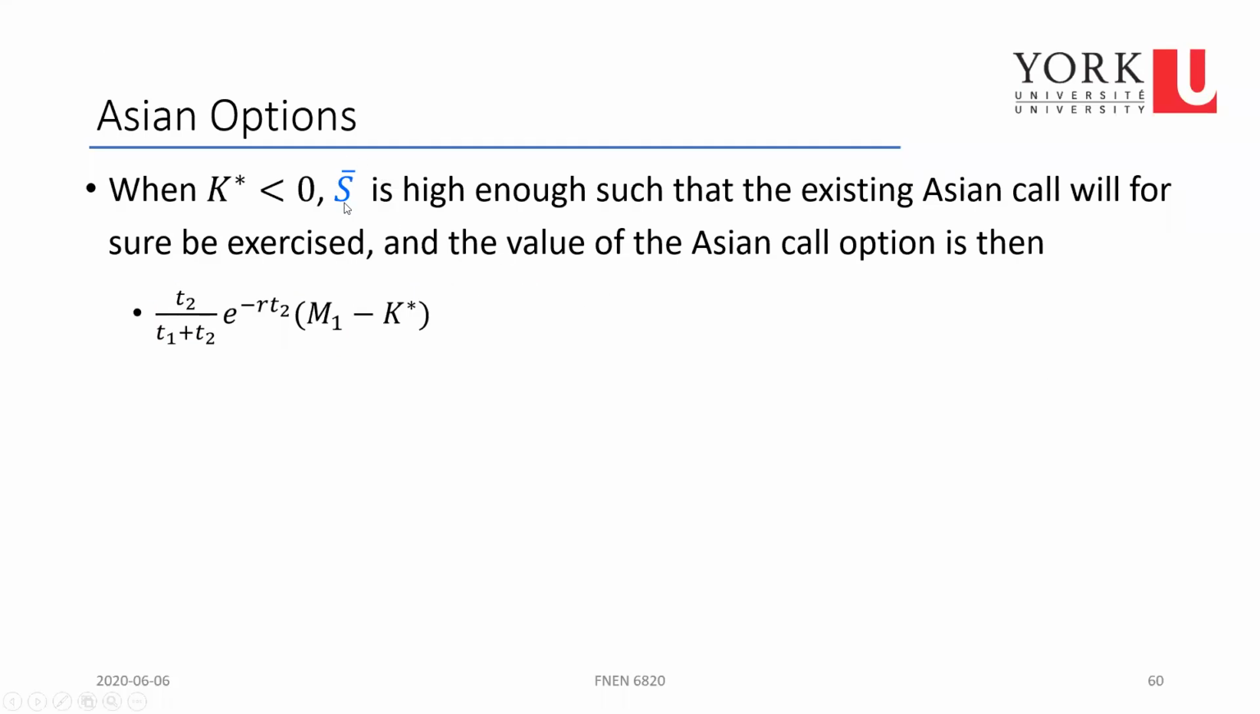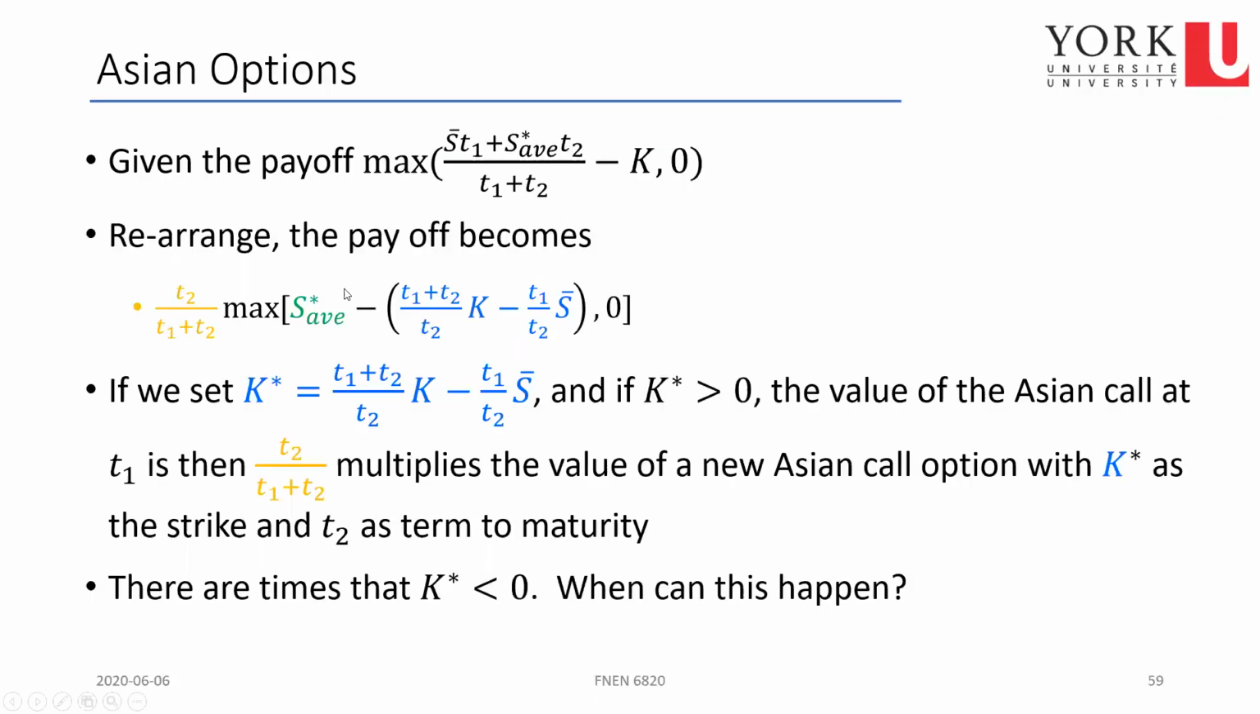That's usually when the worst case for the stock price later on is that it just drops to zero, right? So if you have a high enough observed average so far, and T1 has been long enough, then even if for the entire period of T2 the stock price is zero, you're still going to exercise. So in that condition, the K star will be negative, and you're still going to use this formula. This will still be the payoff.